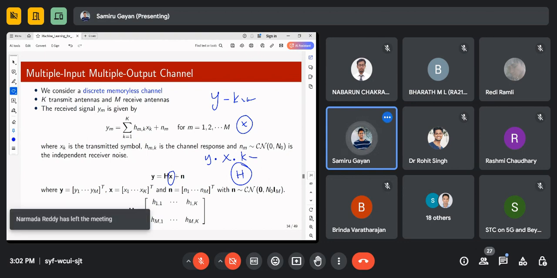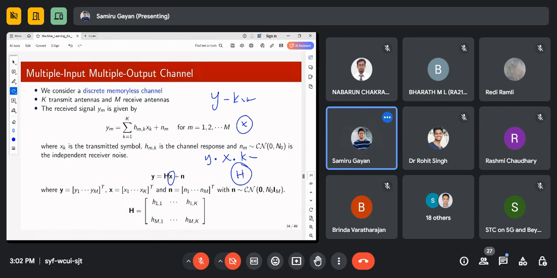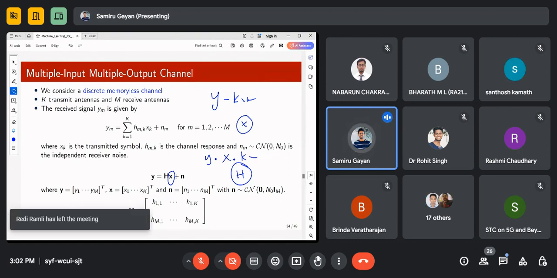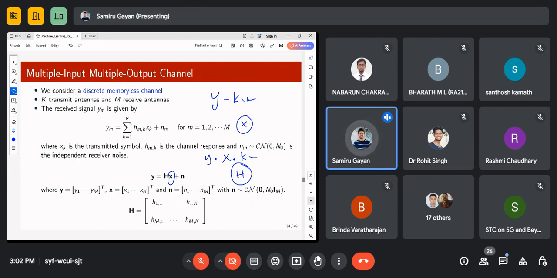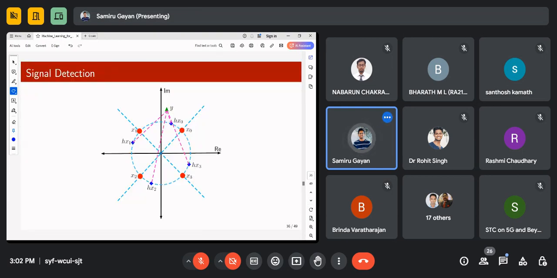So by looking at this equation itself, we can see that we can apply simple machine learning models for detection problems and channel estimation, definitely. There are other cases as well, but that is something that we can easily understand. So here we are going to apply machine learning to detection. But what is detection now?